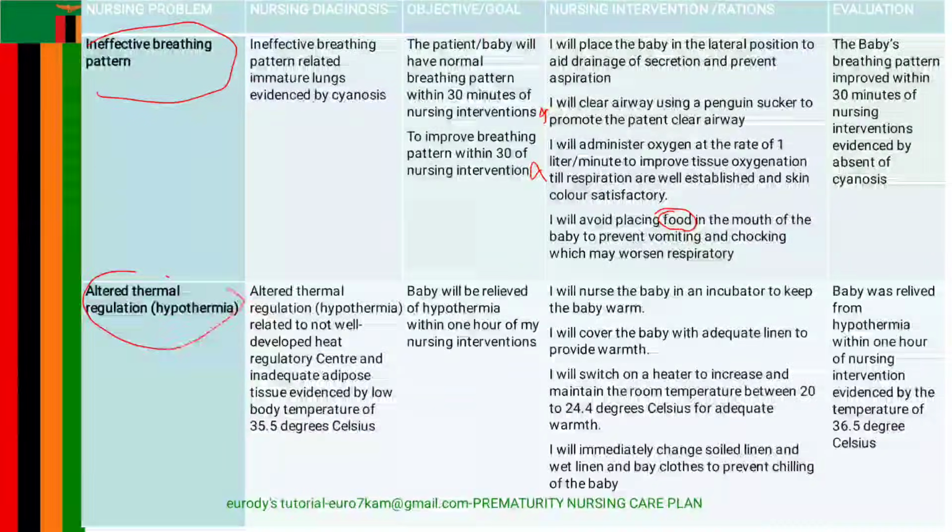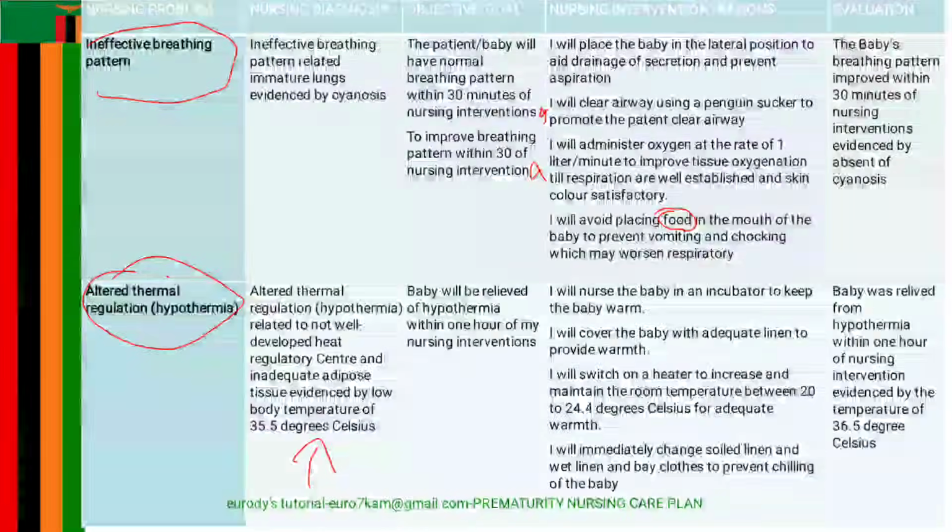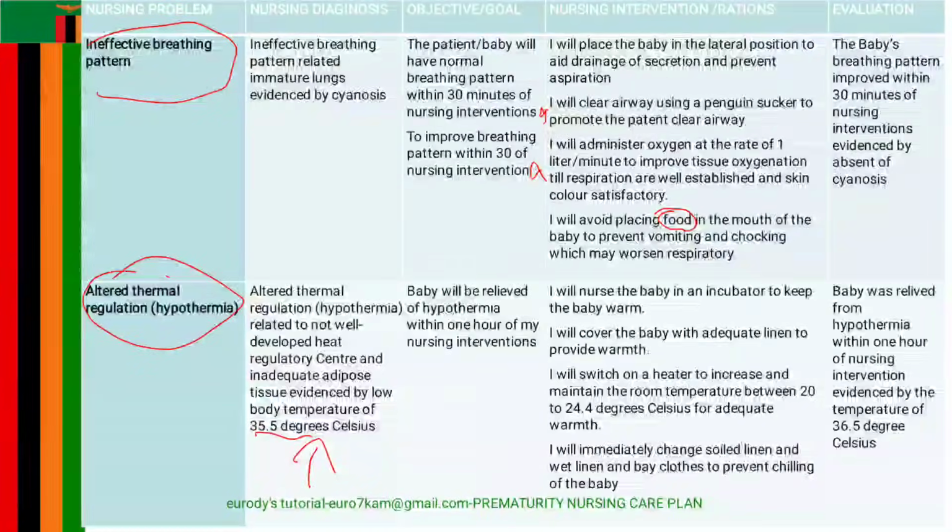Another problem that we can see is altered thermoregulation. And altered thermoregulation in terms of the nursing diagnosis is related to underdeveloped heat centers or lack of adequate adipose tissue, evidenced by a temperature of 35 degrees Celsius. In terms of the goal, you can say the baby will be relieved of hypothermia within 1 hour of nursing intervention. Then, of course, some interventions include nursing the baby in an incubator.